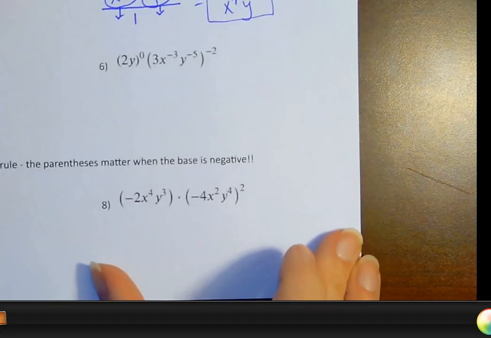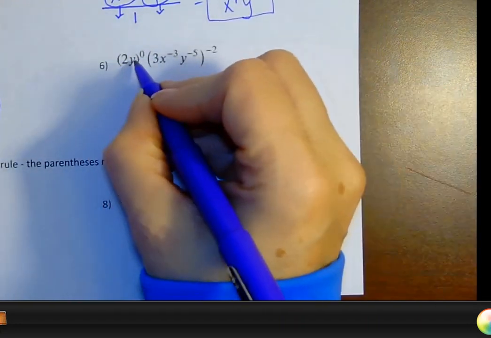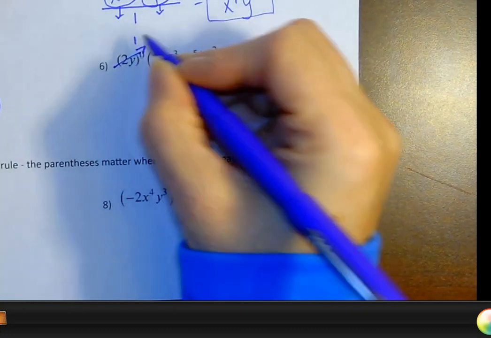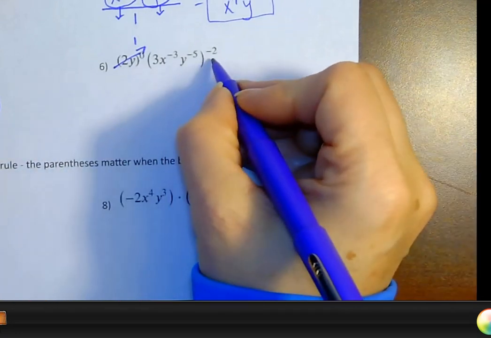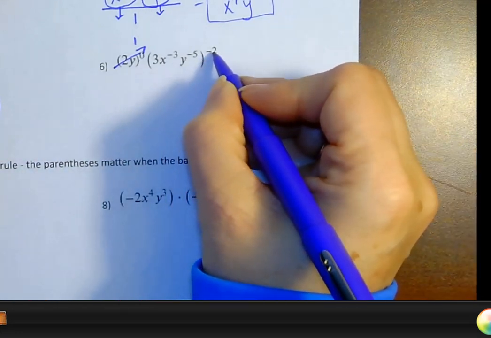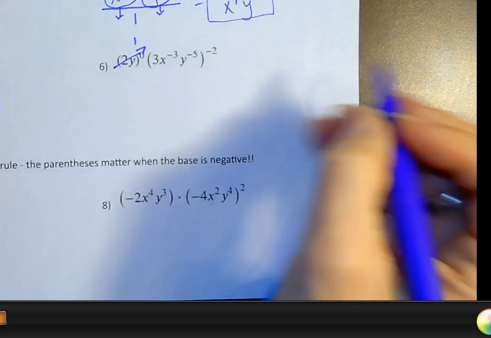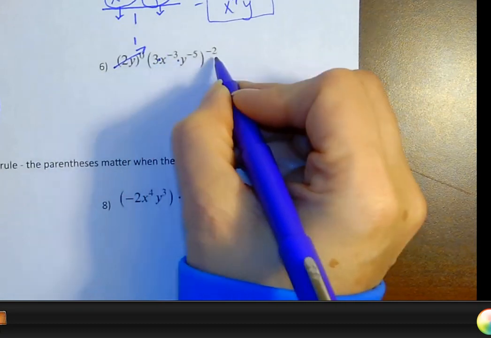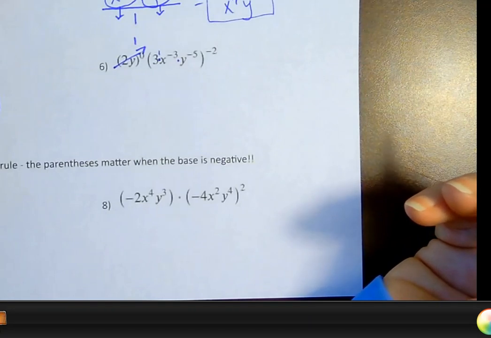Okay, number 9, 2y all raised to the power of 0. Anything to the power of 0 is what? 1. So we're going to say that's just 1. That's gone. Now, I have to distribute this negative 2 outside the parentheses to all of the factors. How many factors do I have? I have 3 times x to the negative 3 times y to the negative 5. Don't forget about your happy little 3 in the front there.